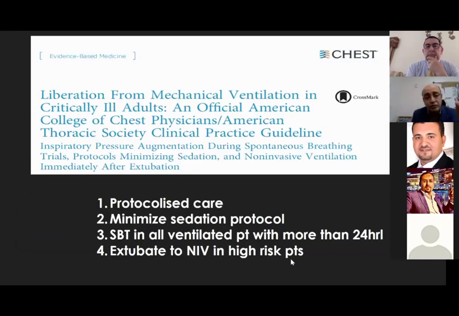There are a lot of protocols in the literature and from different bodies and societies. One of the most famous is the one from the ATS, published in Chest. And the summary of these guidelines is that it is better to have protocolized care. What does it mean? Every unit has to have a protocol for weaning.